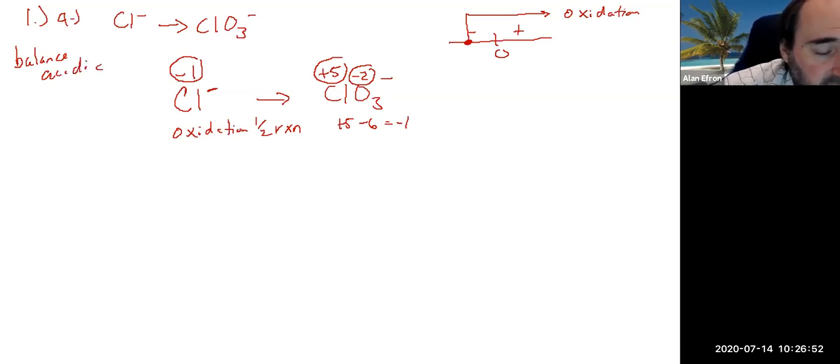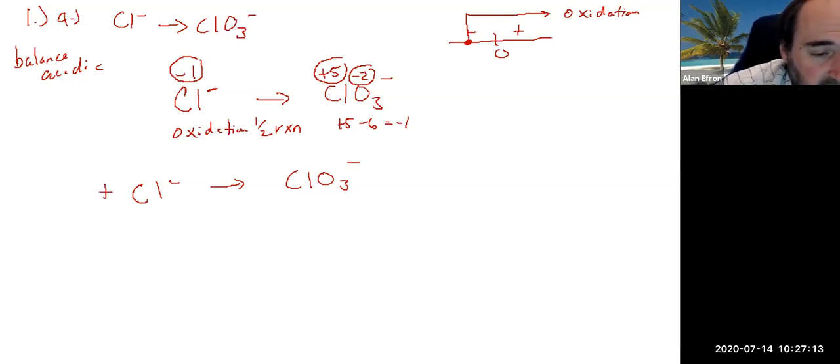So what we're going to do here is really what we were just talking about. We're going to take the Cl minus and the ClO3 minus, and to balance it, we want to make sure we balance all the elements except for oxygen and hydrogen. So we have chlorine and chlorine, 1 on each side, so we're good. To balance the oxygen here, we're going to add our water.